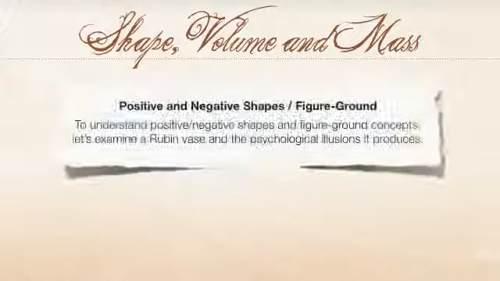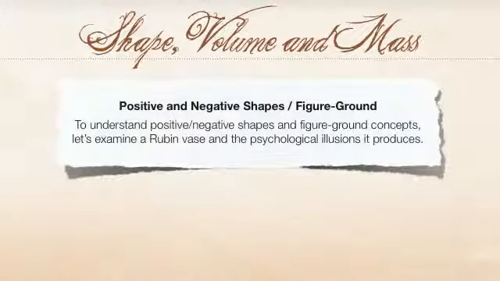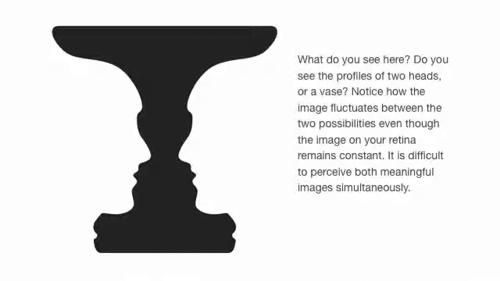Positive and negative shapes, figure ground. To understand positive-negative shapes and figure ground concepts, let's examine a Rubin vase and the psychological illusions it produces. What do you see here? Do you see the profiles of two heads or a vase? Notice how the image fluctuates between the two possibilities, even though the image on your retina remains constant. It is difficult to perceive both meaningful images simultaneously.